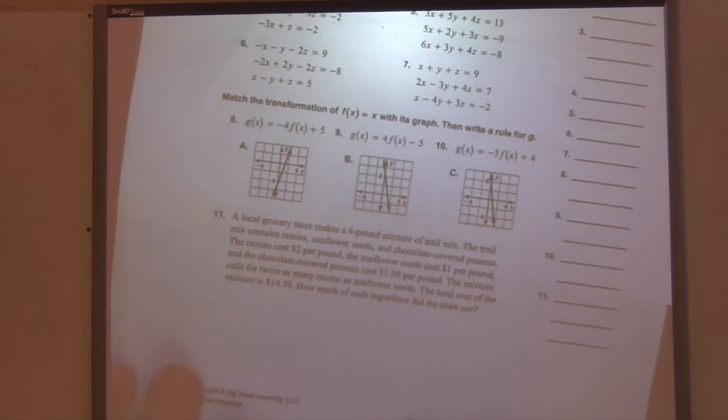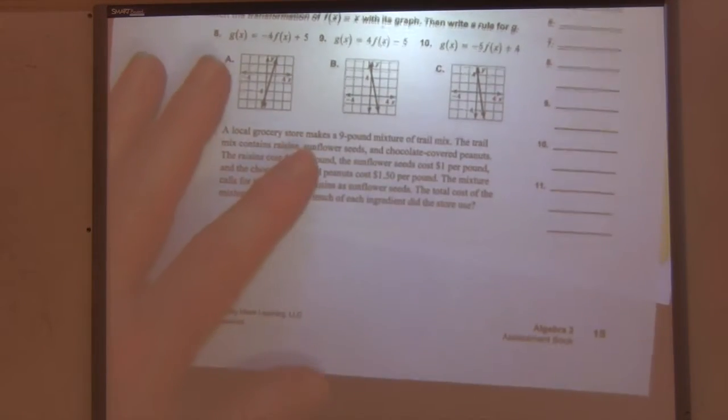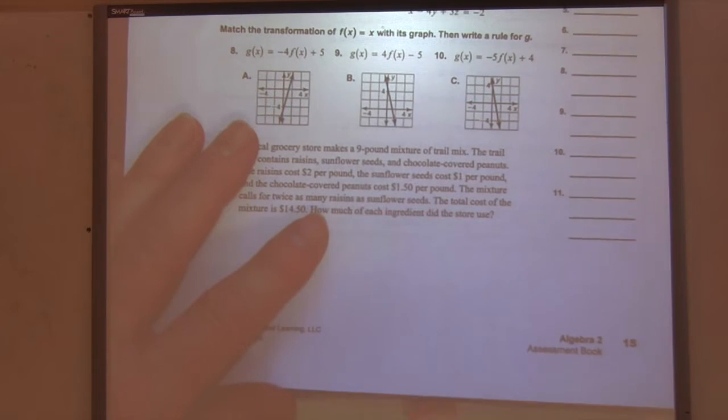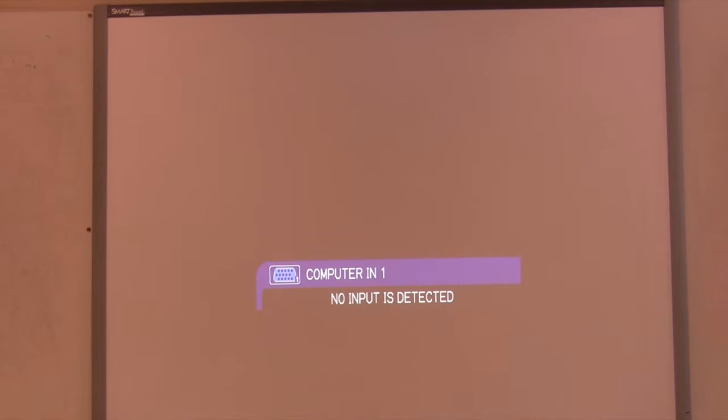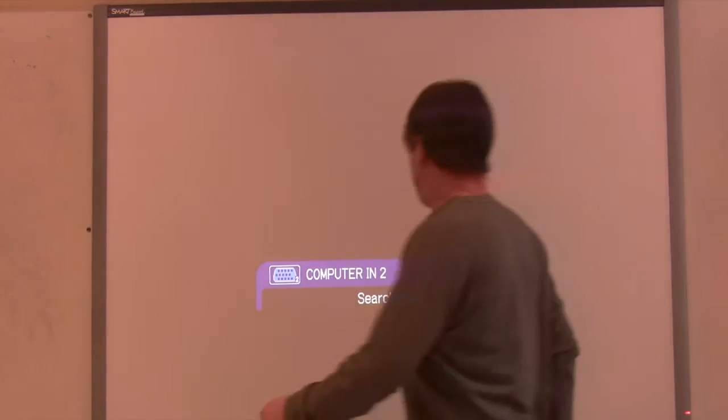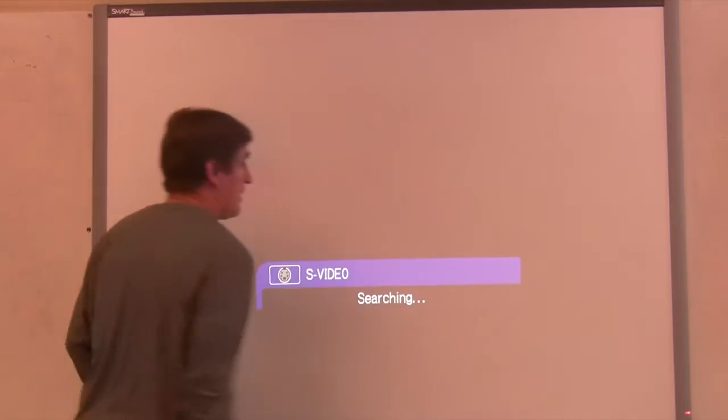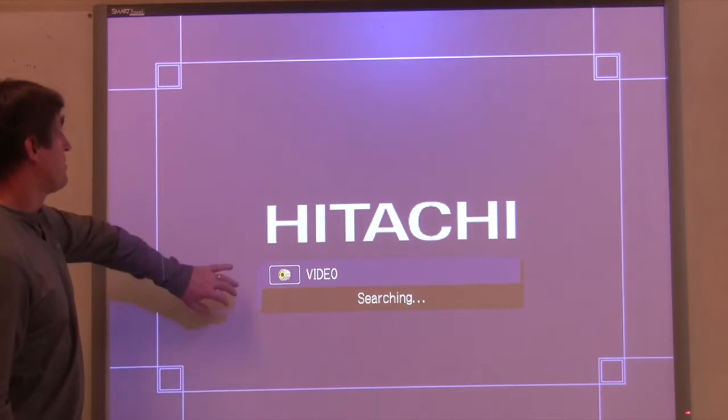So the next part of the test is working on, it says match the transformation with its graph, then write a rule for the graph. So what we have to understand on this is transformations. So for transformations, I'm going to go through all the rules up here on the smartboard.